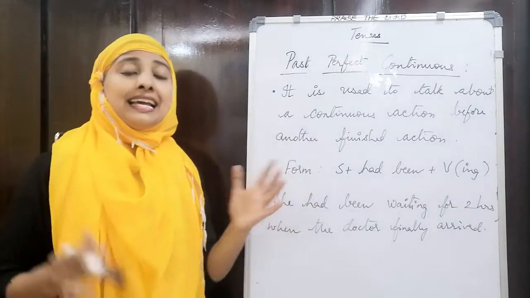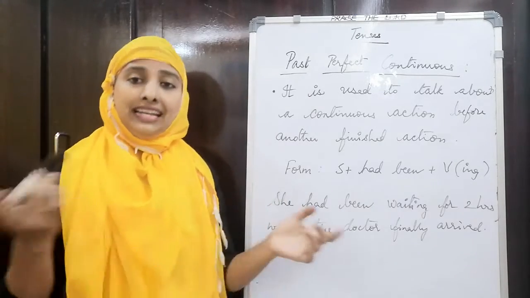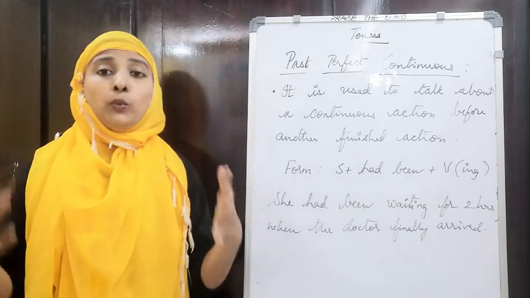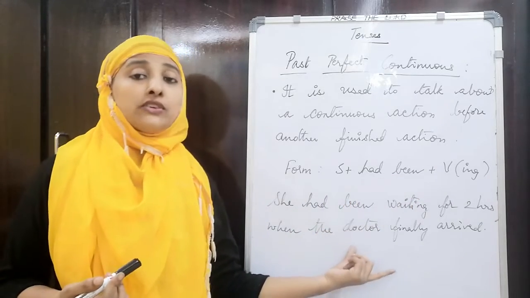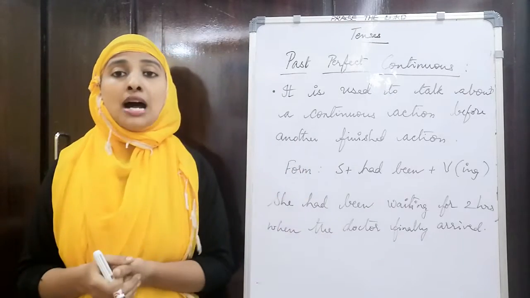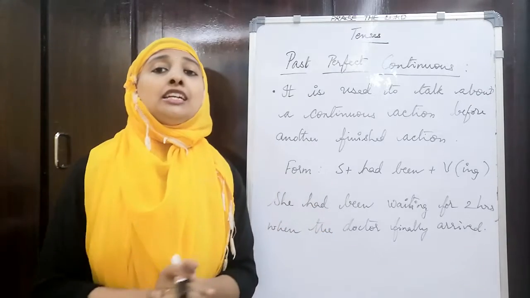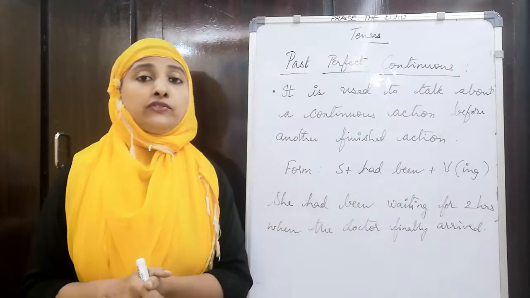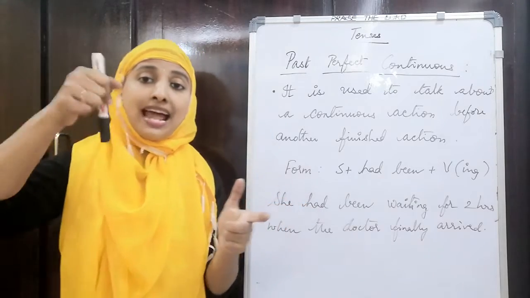The structure is: subject plus had been plus verb in ing form, because it is continuous again. So if you see, I had been waiting, or she had been waiting for 2 hours, and the doctor finally arrived. So when the doctor arrived, by that time she had been waiting for 2 hours. Already she was waiting for 2 hours, and when she was waiting for 2 hours, then the doctor had come. Okay, then the doctor arrived when she was already waiting for 2 hours. That means this 2 hours duration of waiting is still continuing when actually the doctor arrived.